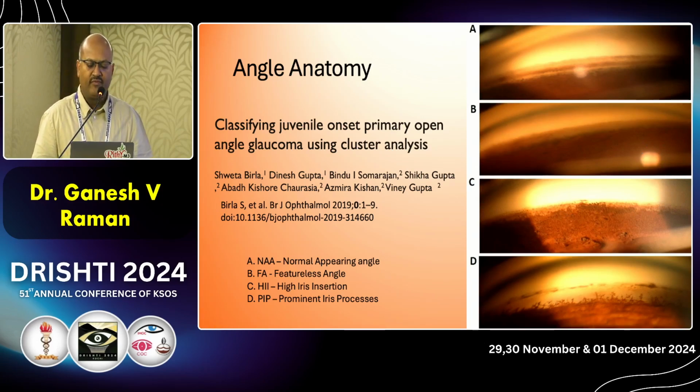Easily manageable, mainly because if you decompress the globe, you will find blood in the Schlemm's canal. So you can see where the trabecular meshwork is, and prominent iris processes are again easily identifiable. The trabecular meshwork behind that is easily identifiable, so these can be easily tackled. The most difficult ones are the featureless angles. So I would strongly recommend not to do SLT in these eyes or MIGS in these eyes.